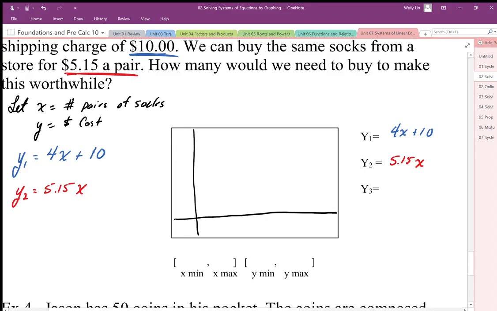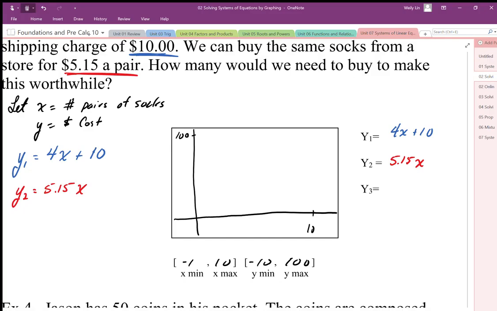And I can see that, I don't know what would be reasonable. Let's say I'm going to buy 10 socks. Okay, so I'm going to get up to maybe $100 or so, something like that. So that's just a general scale here. So I'm just going to go from negative 1 to 10, and maybe negative $10 to $100. That's kind of a general scale for this graph.